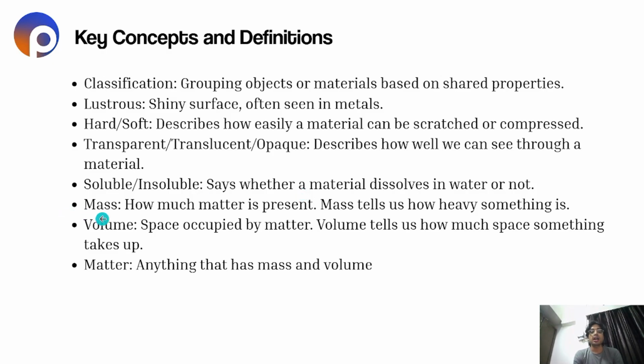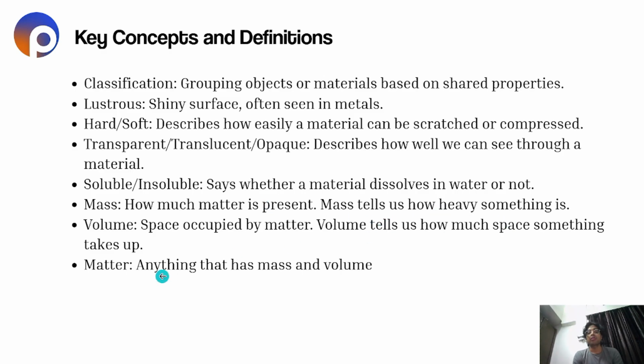Now the next one is mass. Mass basically means how much matter is present, which means how much material is there. Everything is made up of matter, made up of smaller particles. So how much particle it holds, basically. So mass tells us how heavy something is.